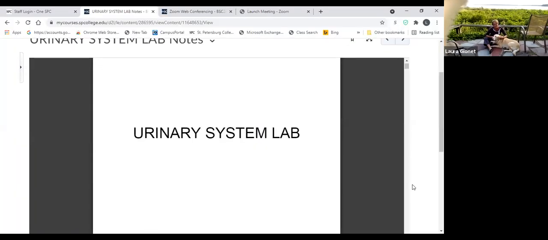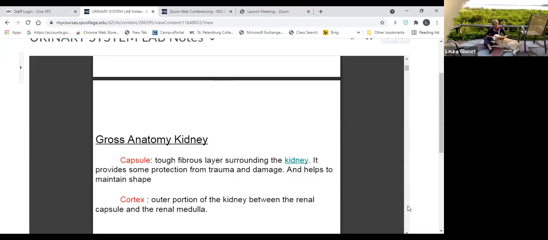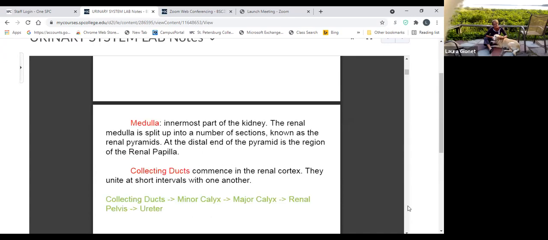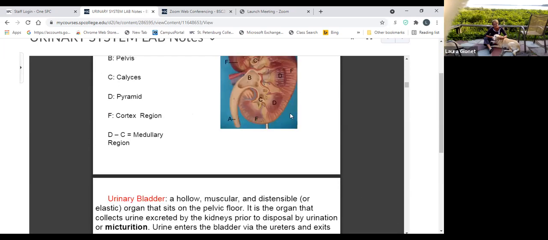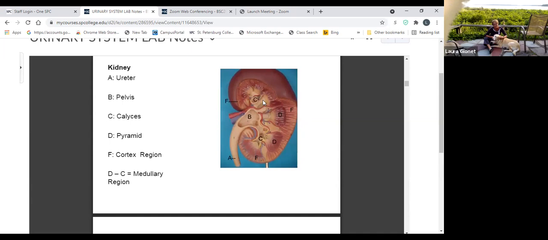Okay, so here I'm in the course page. I've got the PowerPoint up. This talks about the gross anatomy. You can read through that on your own. This is what supports the functions that you're responsible for. Pelvis. Some of these pictures are excellent from a former image database, identifying all the parts of the kidneys. I think they're excellent.